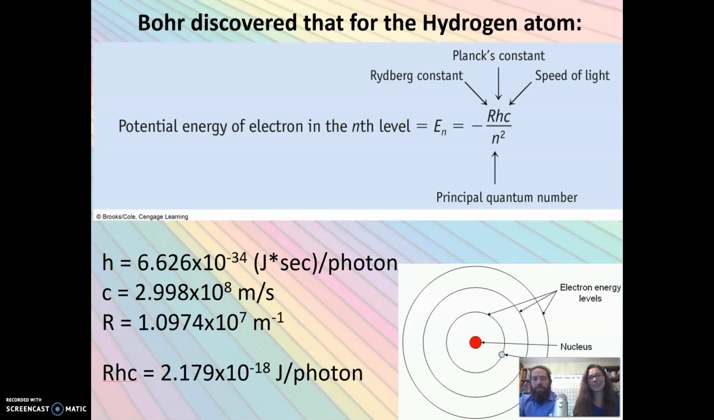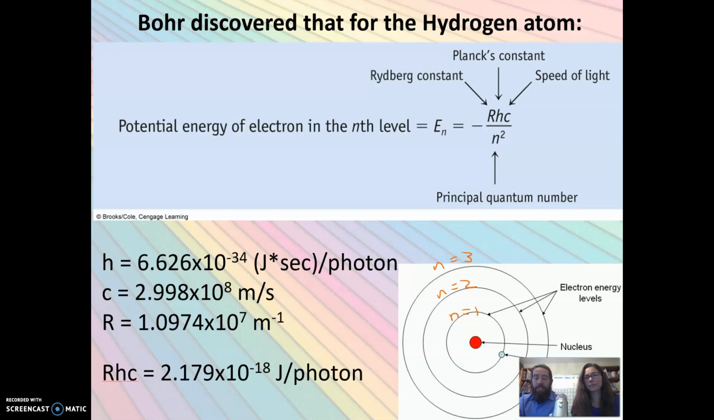So Bohr was able to calculate the amount of energy for each of these principal energy levels. And he used this formula. The energy at some level n is equal to a series of constants. There's the Rydberg constant, which is new, Planck's constant, and the speed of light, divided by that principal quantum number squared, and that's just the energy level.